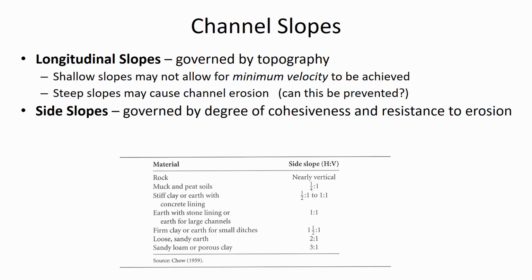So for a loose sandy earth, for instance, you could have 2 horizontal to 1 vertical, and it would be kind of like a sustainable shape. In the case of rock, it could be nearly vertical. You could have a rectangular channel if you wanted to chisel into the rock, and if it's stable, without fractures in it, and all the shapes in between.